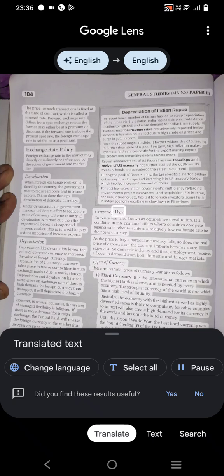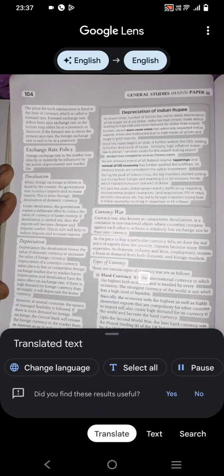Currency war. Currency war, also known as competitive devaluation, is a condition in international affairs where countries compete against each other to achieve a relatively low exchange rate for their own currency. As the price to buy a particular currency falls, so does the real price of exports from the country. Imports become more expensive. So domestic industry and thus employment receives a boost in demand from both domestic and foreign markets. Types of currency. There are various types of currency as follows.